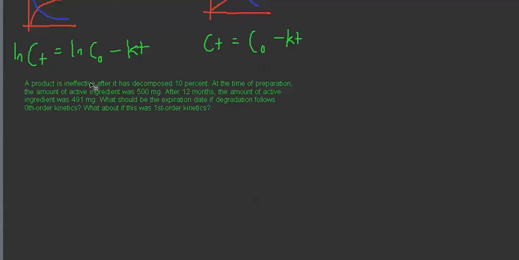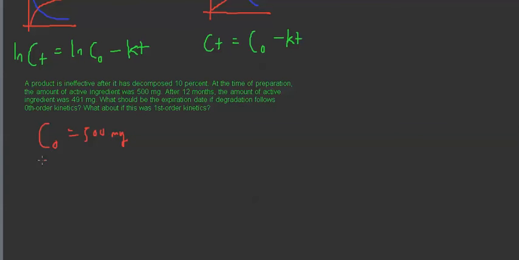A product is ineffective after it has decomposed 10%. At the time of preparation, the amount of active ingredient was 500 mg. Okay, so what this means is that the amount of the starting material, or C0, right, is 500 mg. The starting amount is 500 milligrams. Okay, after 12 months, the amount of active ingredient was 490 milligrams.